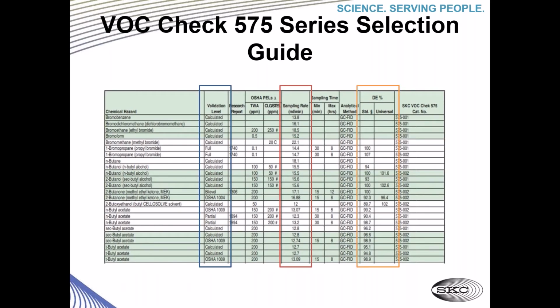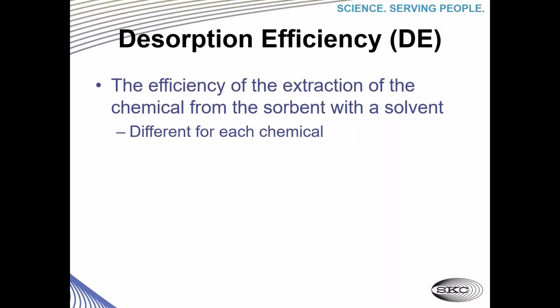Finally, desorption efficiency. Desorption efficiency is the efficiency of the extraction of the chemical from the sorbent with a solvent. This could be simple, from just a simple carbon disulfide extraction, or it could be a little more complex for a polar chemical, which could be carbon disulfide with N-propyl alcohol.